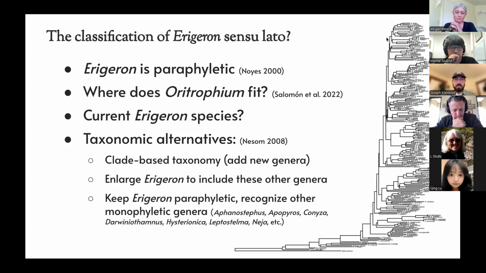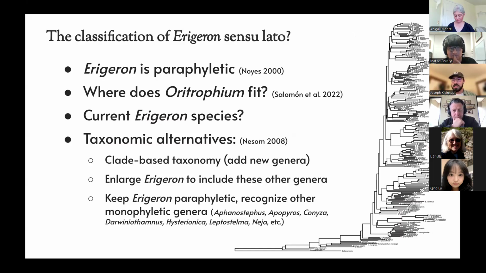Nesom in 2008 suggested a few alternatives to the classification of this group. So he suggested that we could do a clade-based taxonomy. We could have Erigeron, but it'd become a smaller group. We could add new genera describing some of these monophyletic groups within Erigeron sensu lato currently. We could enlarge Erigeron to just include everything. Or we could keep Erigeron as a paraphyletic group, but recognize some of the monophyletic taxa that come out from within it, which sounded good to me.